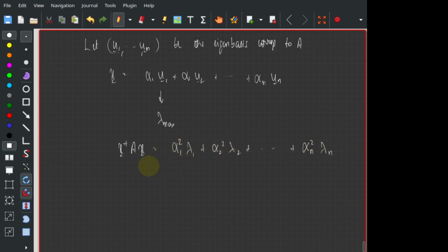And now let's assume that x is a unit vector. Then what can you say about alpha 1 square plus alpha 2 square plus, and so on, up to alpha n square? True. The u_i are all unit vectors, but in addition, x is also a unit vector, which implies that the sum of the alpha_i square should be equal to 1, because the norm of x would just be alpha 1 square plus alpha 2 square, and so on, up to alpha n square.